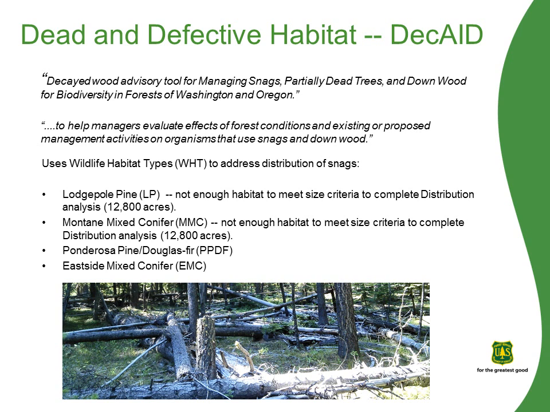It breaks down the landscape into wildlife habitat types to address the density and distribution of snags. The habitat types applicable to the Magone Project area are lodgepole pine, montane mixed conifer, ponderosa pine Douglas fir, and east side mixed conifer. Using the Beech Creek and Grub Creek watershed, there's not enough habitat in the lodgepole pine or the montane mixed conifer to use DecAID to look at distribution to be statistically sound.